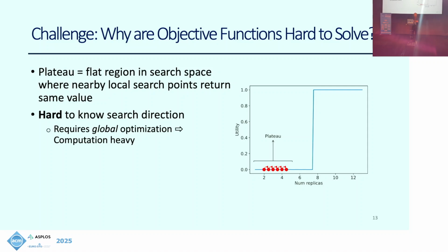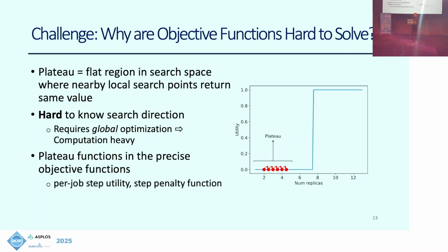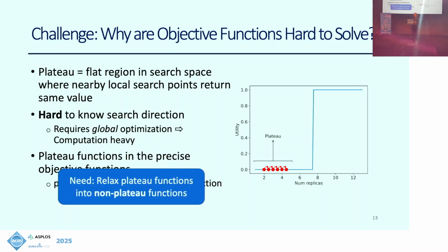Of course, we can do a global optimization, but that would be computationally a lot more expensive. We don't have time to do that because we have to satisfy these very short SLOs. So in our case, the plateau functions arise from the per job step utility function that gives you this steep drop, and the step penalty functions as well. So we need to relax these plateau functions into non-plateau functions, and this is our first relaxation.